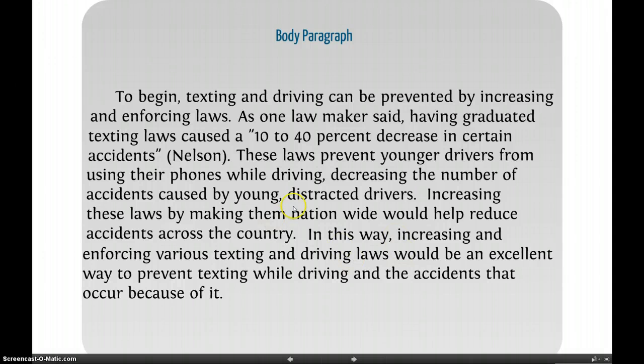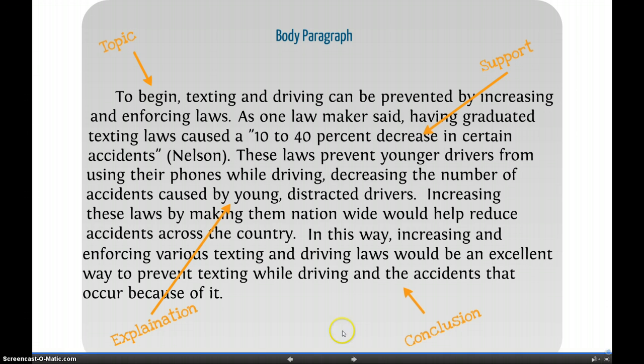Again, that last sentence sounds kind of redundant because we haven't gone into any more support or explanation, but you get an idea. So we have our topic sentence, our support, our explanation, and our conclusion. So remember these 4 ideas when you go to write your own body paragraphs.